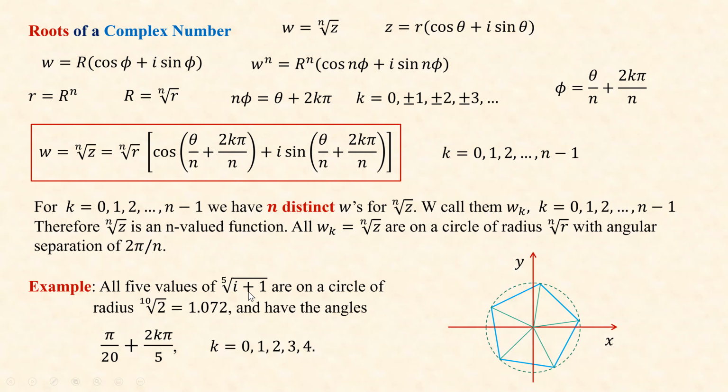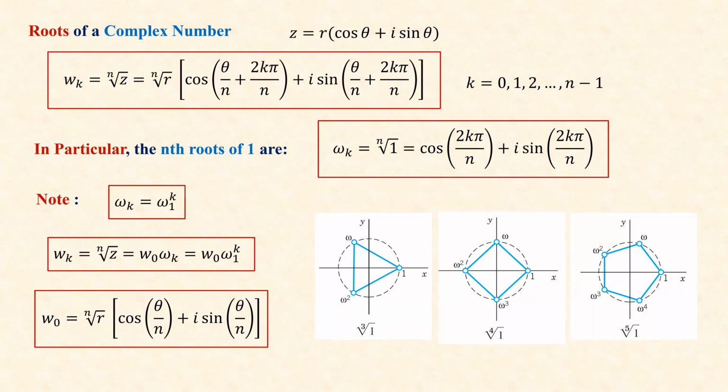So these are the fifth root of 1 plus i. The 1 plus i has an angle of 45 degrees, or pi over 4. And then if you divide that by 5, you get this angle, which is about 9 degrees. And then the next one is 2 pi over 5 away from there, and then another 2 pi over 5, another 2 pi over 5, another 2 pi over 5. And then if you do another 2 pi over 5, you get back to what you were before. So you have 5 distinct values, and all of them are on a circle of radius, in this case, 1.072.